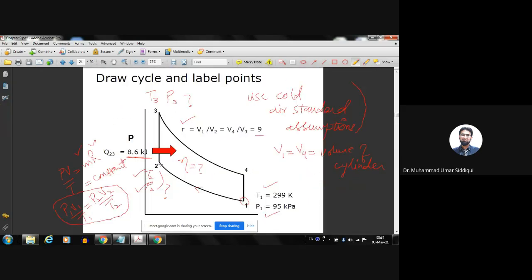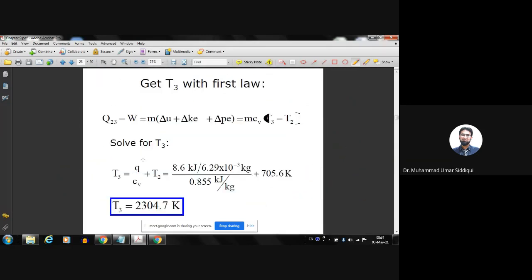Now process 1 to 2 is done, so we have already determined T2 and P2. The next thing is from 2 to 3. 2 to 3 is not isentropic, but a constant volume heat addition, and for the case of constant volume heat addition, you have to use the formula Q equals m delta U, or for the case of a constant specific volume, m Cv delta T. Delta U can be written as Cv delta T.